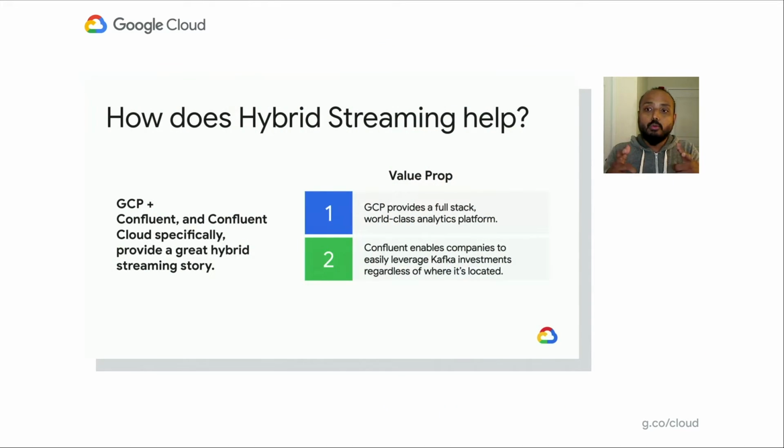That is, using GCP plus Confluent, and Confluent Cloud specifically, which we are going to talk about a little later, how can you move this data from your on-prem systems, from your existing Kafka, without changing anything, or minimally anything, and move the data to GCP and start leveraging the world-class serverless, no-ops, extremely scalable and extremely powerful analytics platform which Google offers across products like BigQuery, Dataflow, Looker and everything else.